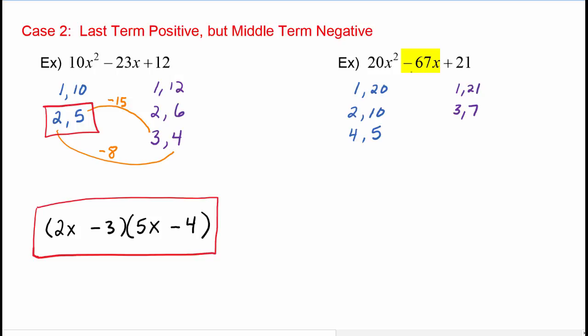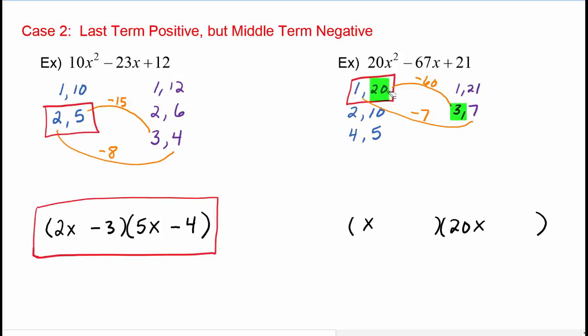So in this case, we can see 20 times 3 is going to be 60, and we're going to need it to be negative 60. And 1 times 7, right? But we need it to be negative 7. This is going to be the two coefficients of the x term. So we're going to have x and 20x.